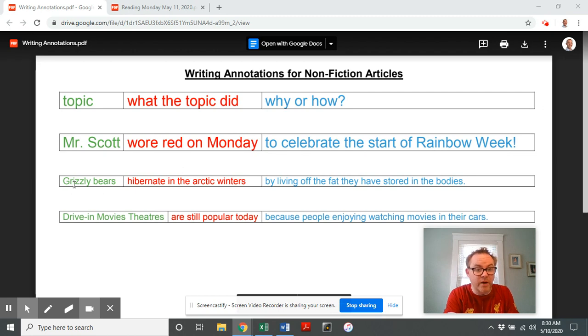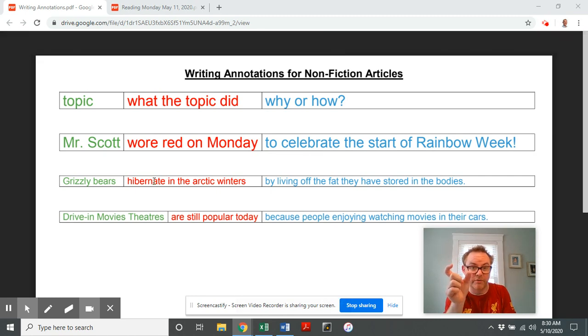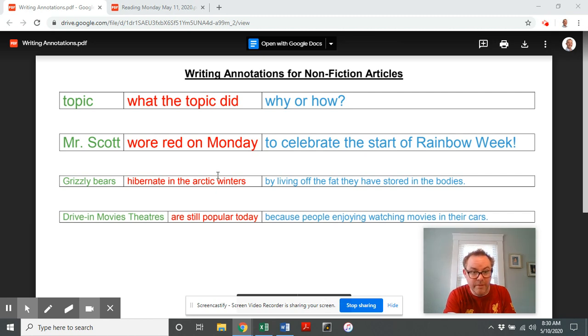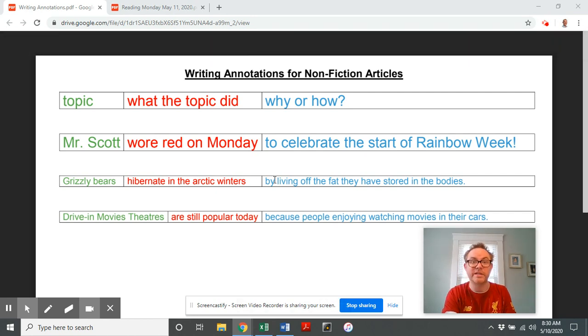So, grizzly bears, for example. The topic of one of the sections was about grizzly bears. What about grizzly bears? Well, grizzly bears hibernate. There's the start of the second part of our sentence, so it's going to have the predicate, and that verb is hibernate. That's what they are doing. Grizzly bears hibernate in the Arctic winters. Here comes the why or how: by living off the fat they have stored in their bodies.